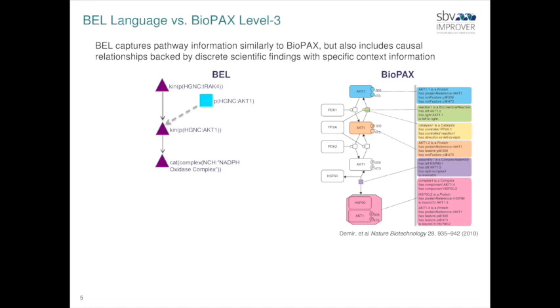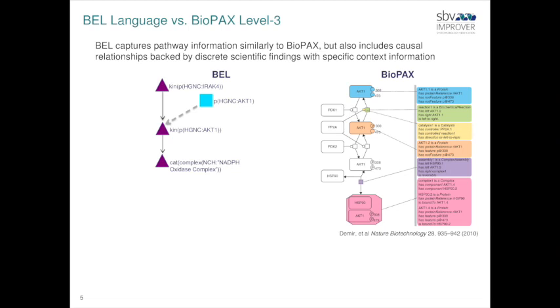Moving on to the BEL example here on the left-hand panel, we see a very generalized representation of what you may see in a BEL-constructed network and how the nodes are interconnected. On the top here, we have the kinase activity of the IRAK4 protein, and this leads to an increase in the kinase activity of the AKT1 protein. Then downstream, this leads to increased catalytic activity of the NADPH oxidase complex.